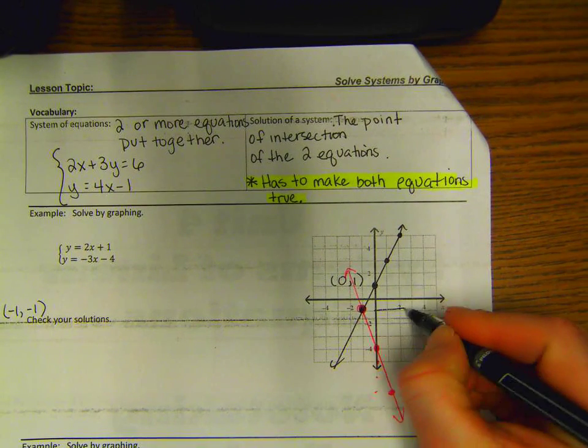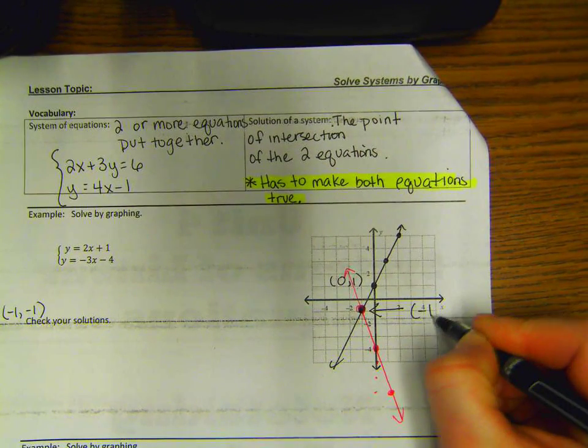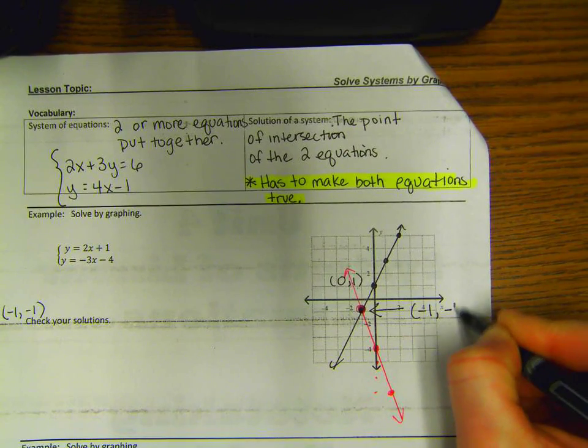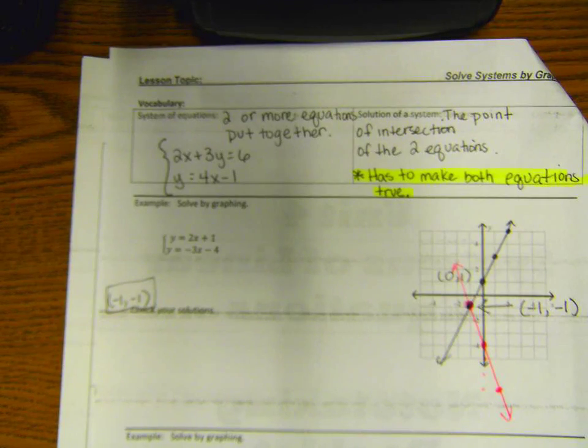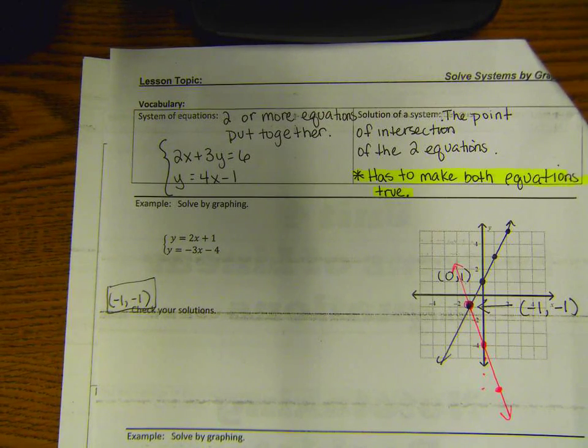Remember, the solution is the point of intersection. That's what I said above, right? What is the point of intersection? -1, comma, -1. That is my solution.